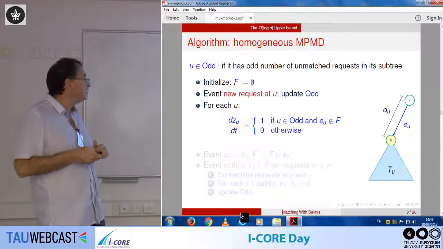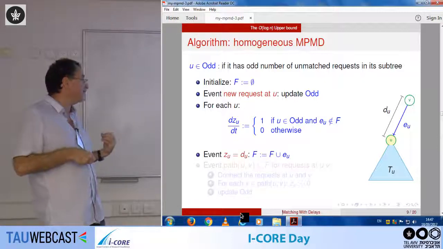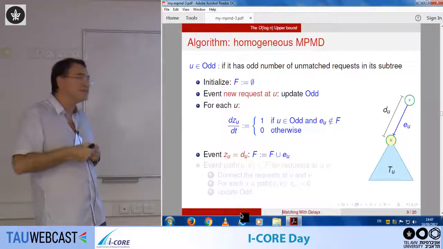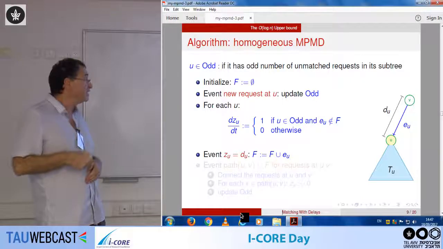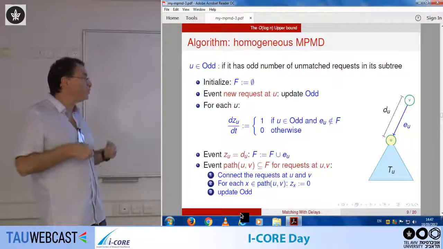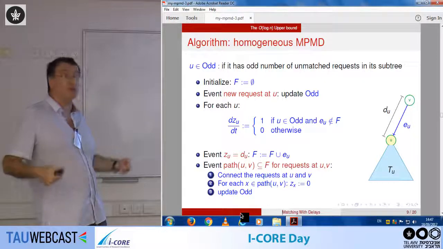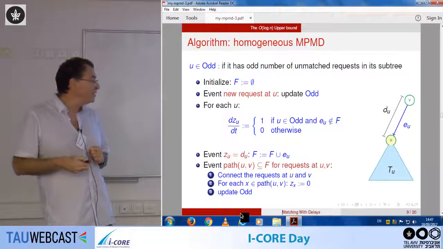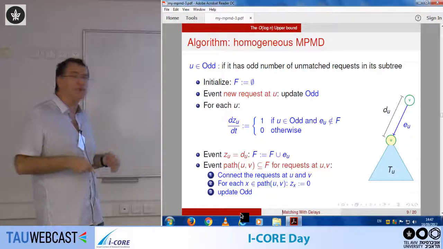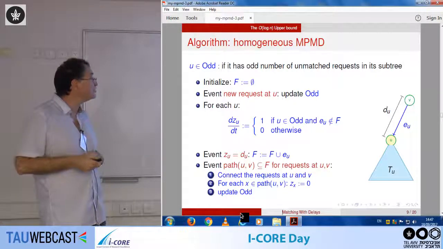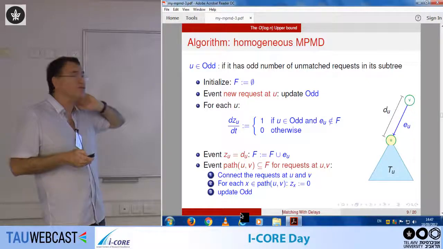And if it's odd, then it's increasing. And once it becomes saturated, meaning that the counter becomes equal to the distance between this node and its parent, then you actually buy this edge, and you add it to the set of edges which are bought. And then if we bought a full path between two requests, then we actually connect them. This is the time that we really do something in reality. All the rest are only virtual in some sense. And then we reset all counters and of course update odd and even because we matched two points. Okay, so this is the whole description of the algorithm.